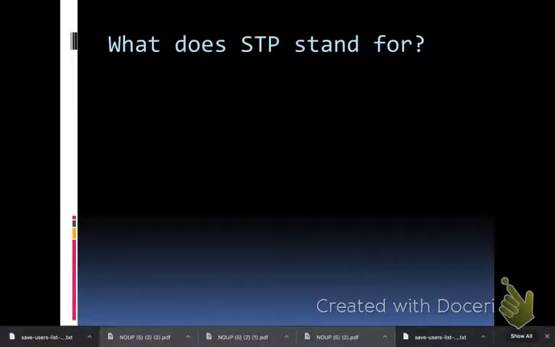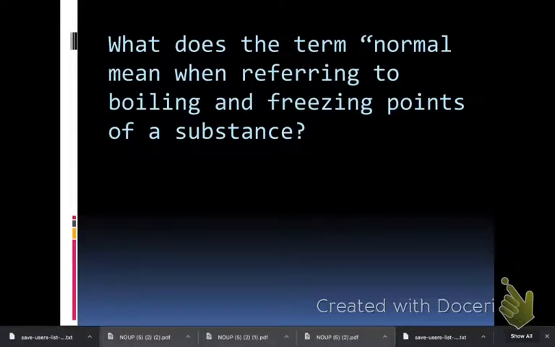And what does STP stand for? And when we were looking at phase changes, we looked at things called boiling points and freezing points. When we say the term normal, what does that mean when we refer to boiling points and freezing points? What is a substance's normal boiling point? What is its normal freezing point? Because there are ways that we can change them, but what is the normal?